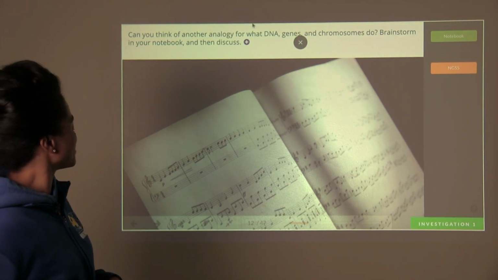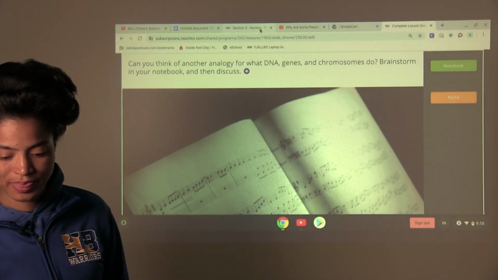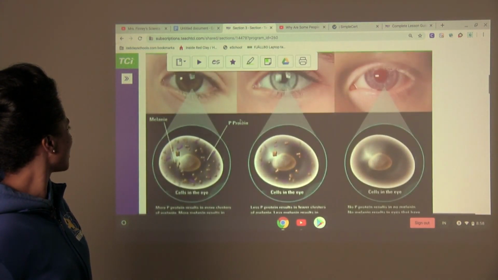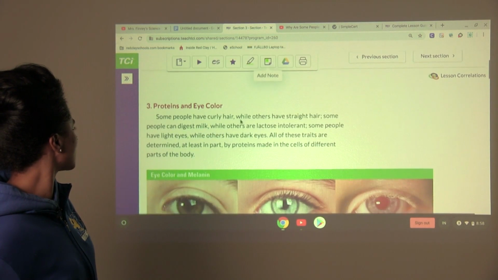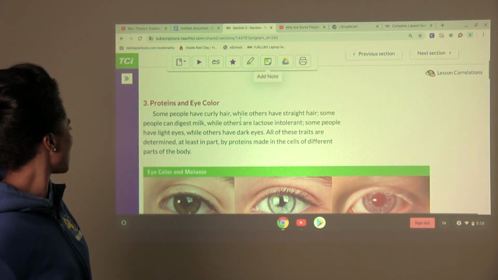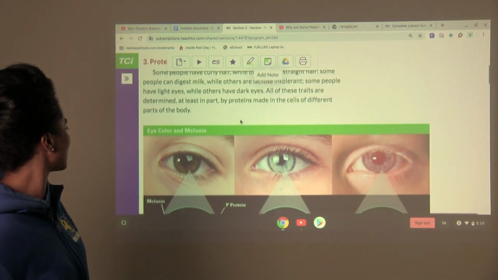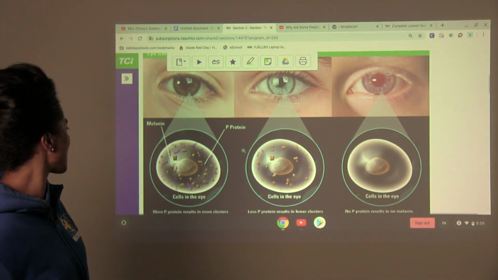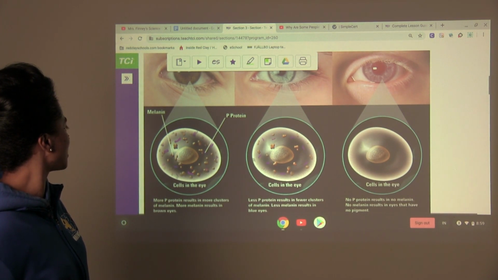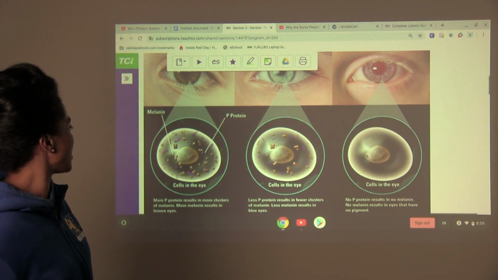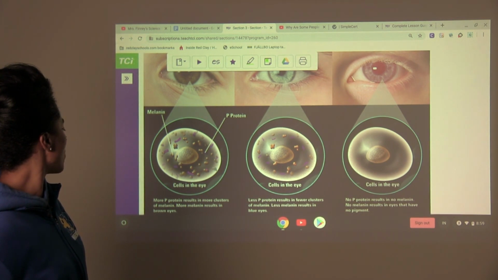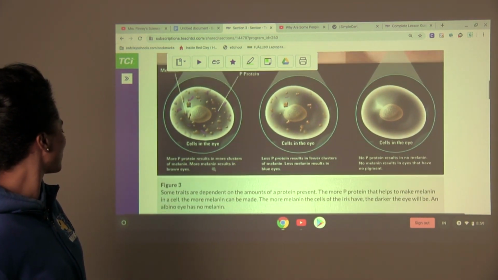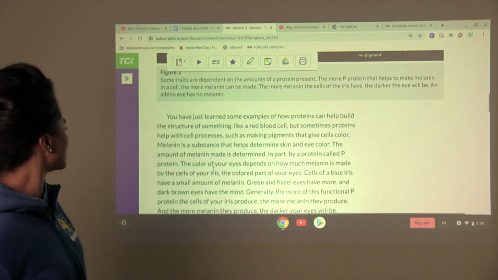Let's go back up here into our section. All right. And we just want to wrap up the conversation to make sure you guys have your understanding, okay? Eye color and melanin. This is what the image looks like. You have more P protein, okay, when you have more melanin, okay, more clusters of melanin. All right. And so we covered that today.